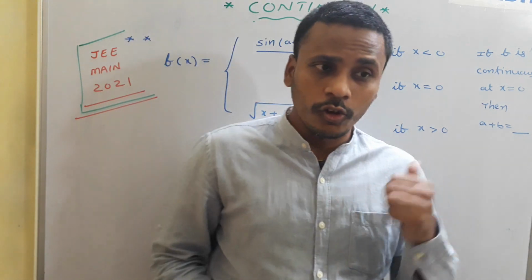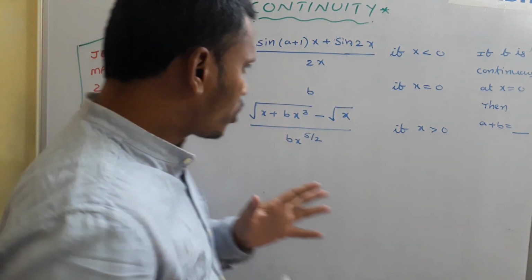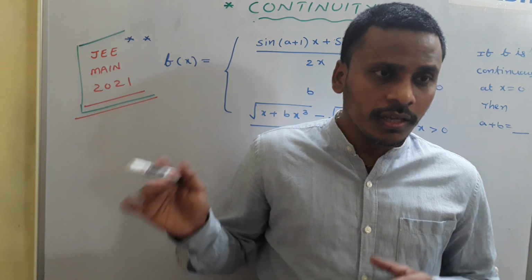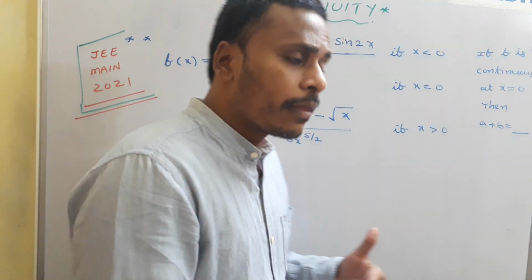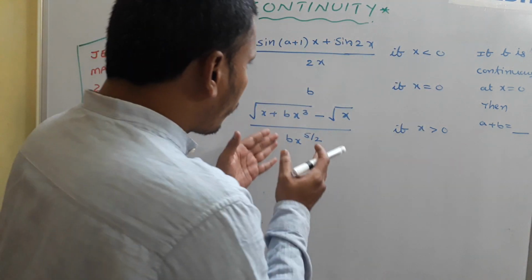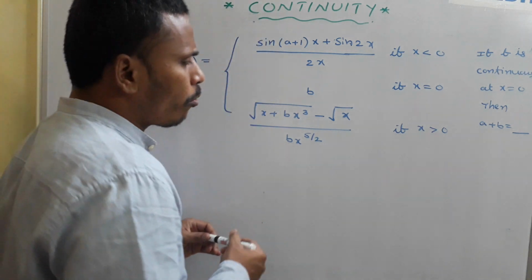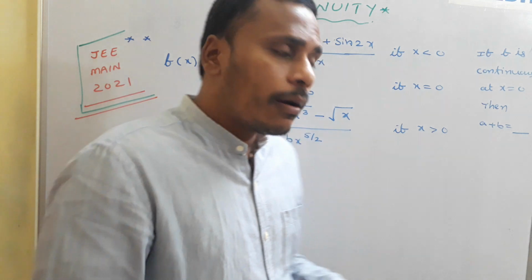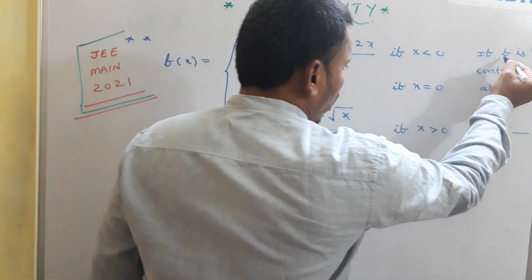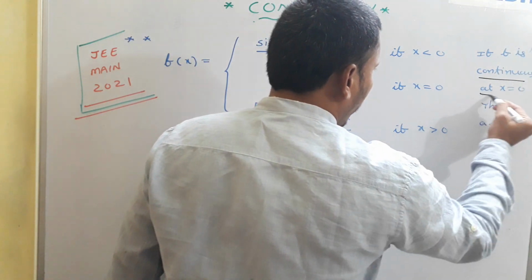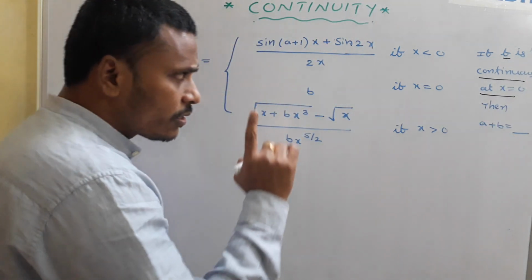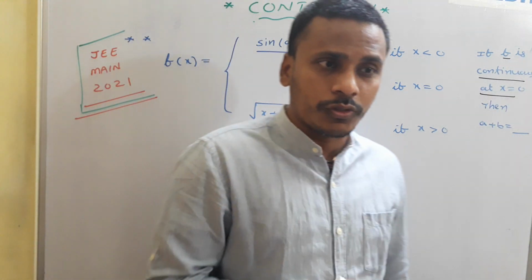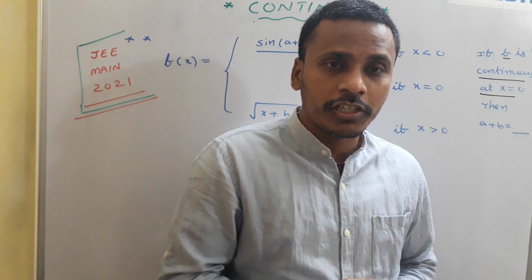So everybody just have a look here, I have a problem which was asked in Mains 2021. It is a recent year Mains paper problem from continuity, and this problem is very simple and mostly related to limits with the definition of continuity. The question itself mentions that f is continuous at x equals 0. Since f is continuous at x equals 0, we are clear about the definition.